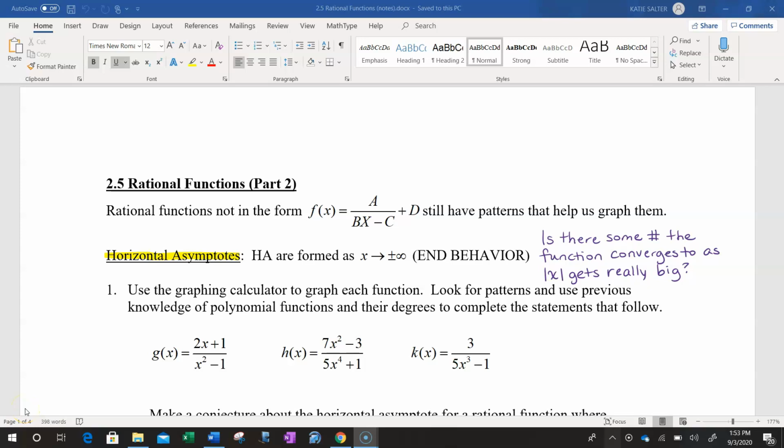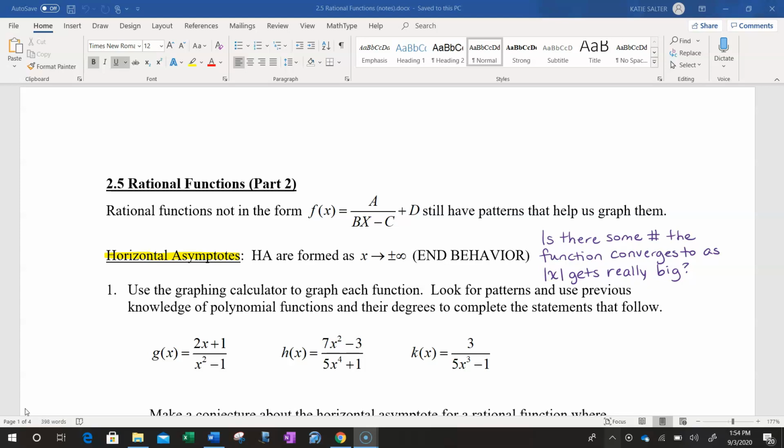Okay, so in the second part of rational functions, we're going to be looking at rational functions that are not of that form where we can see the transformations. Sometimes we have a rational function and we say, oh, that's just the reciprocal function, shifted left 2, down 5, stretched vertically by a factor of 3, and we can see that. But what do we do when it's not written in that form?